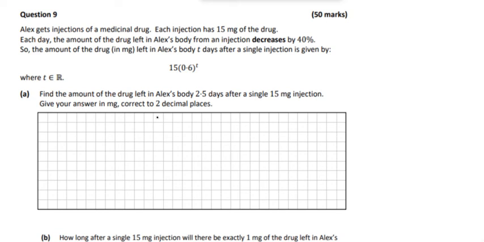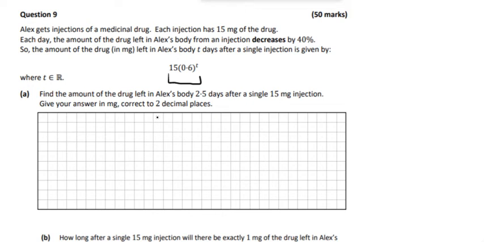So Alex gets injections of a drug, so each injection has 15 megs of the drug each day. What this little formula here means is how much is left in his system. If you want to know after 1 day how much of it is left in the system, you just sub in a 1 instead of the t. If you want to know after 3 days how much of the drug is left in the system, you sub in a 3 and so on. So it decreases by 40%.